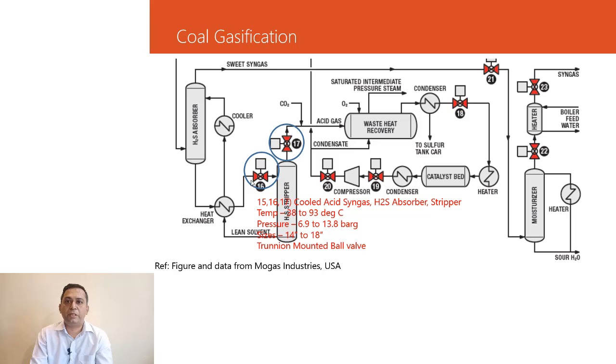So valve number 15, 16 and 17, the temperature is reduced further, 28 to 93 degrees centigrade. Pressure will be 6.9 to 13.8. Size will be 14 to 8, and tunnel mounted ball valve will be used.